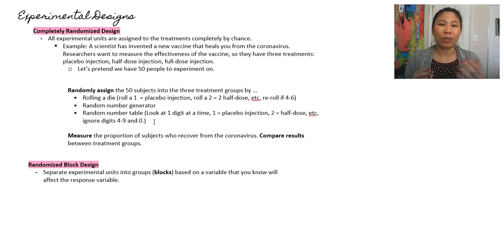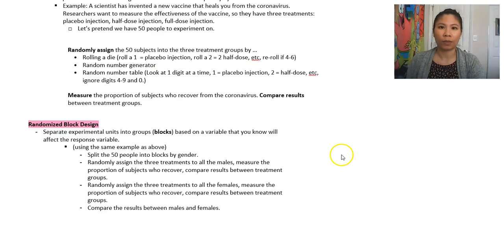And I wouldn't be able to tell if there were just small differences. I can't tell that it's statistically significant because I don't know whether the gender actually helped create those differences or not. So if I were to write this out in an explanation of how I would set this up, I would say something about splitting the 50 people into blocks by gender. Then I'm going to randomly assign the 3 treatments to all the males, all the females, measure the proportion of subjects who recover from the males, and then compare the results between the treatment groups of just the males.